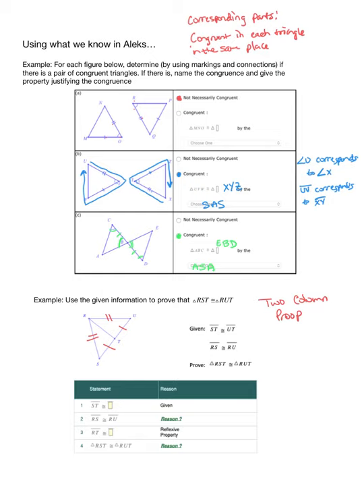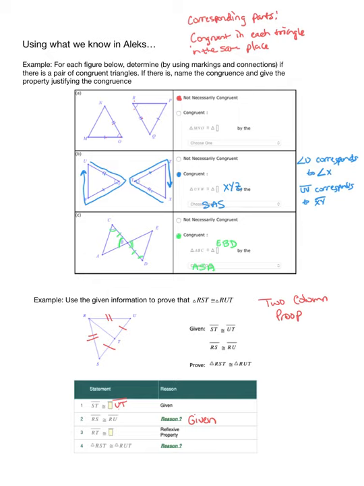So always on your statement side, you list the given statement because those are mathematical facts. You put them down. So ST is congruent to, and you're going to fill in the answer, UT. And the reasoning is given. That is legitimate mathematical reasoning. Now, the next statement is RS is congruent to RU. The reason? This is where you have to choose the reason from a drop-down menu. The reason, well, it's also given.